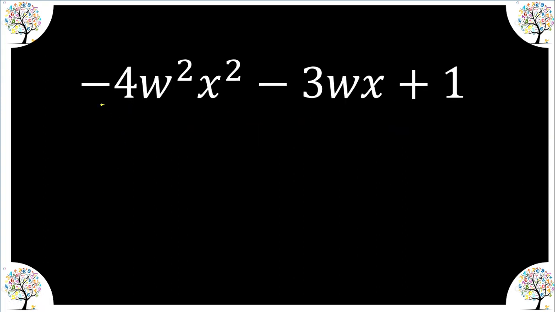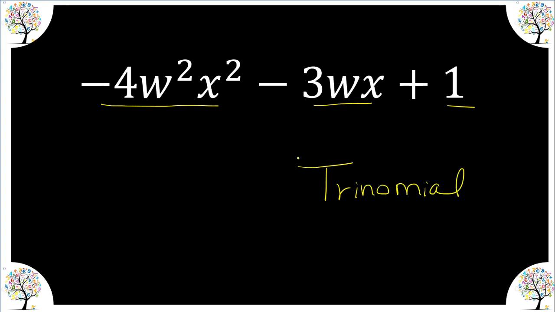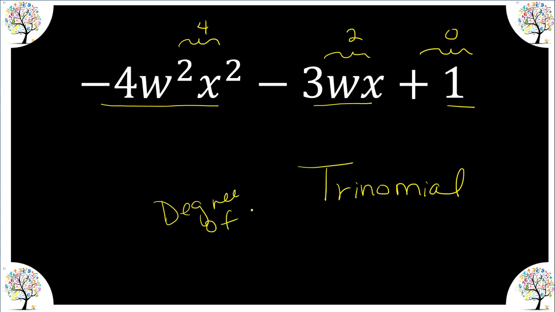Here we have 2 terms. Here's 1 term and 2 terms. Oh, no, and 3. 3 terms here. So that's a trinomial. We have a degree here of 4. This would have a degree of 2, and this term has a degree of 0, but the whole polynomial we'll say has a degree of 4.